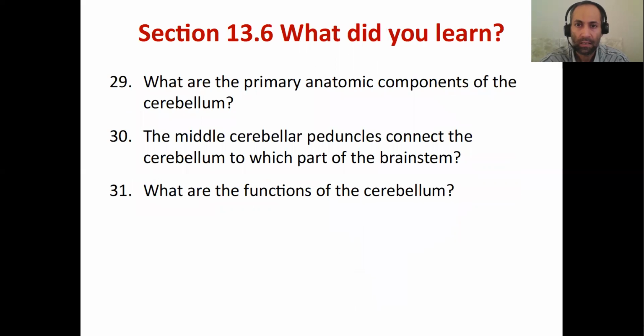Okay, so yes, primary anatomic components of the cerebellum. There's a cerebellar cortex on the outside. There's arbor vitae on the inside, and cerebellar medulla. The middle cerebellar peduncle connects the cerebellum to which part of the brainstem? The mid part of the brainstem, which is the pons. Functions of the cerebellum: muscle memory, muscle coordination.